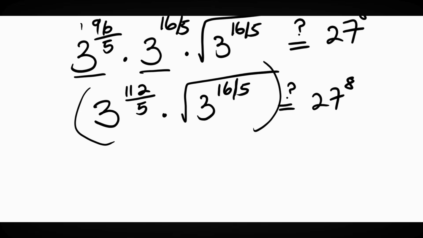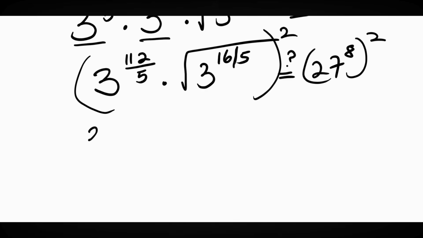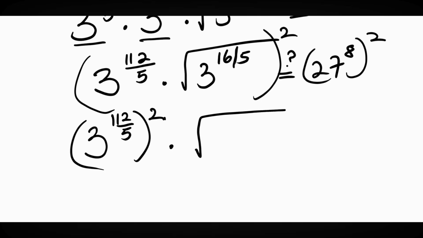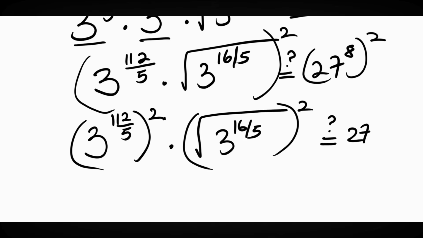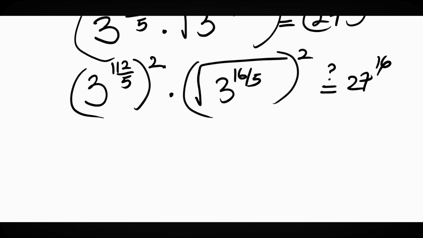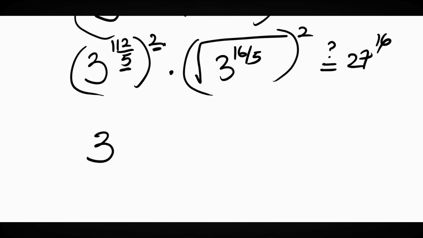So again, for the last time, we square both sides. And so we have 3 raised to the power 112 divided by 5, all squared, and the square root of 3 raised to the power 16 over 5, all squared. 27 raised to power 8 times 2 will give us 16. So 112 divided by 5 times 2 will give us 3 raised to the power 224 divided by 5.